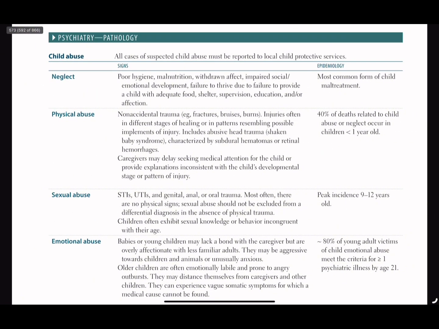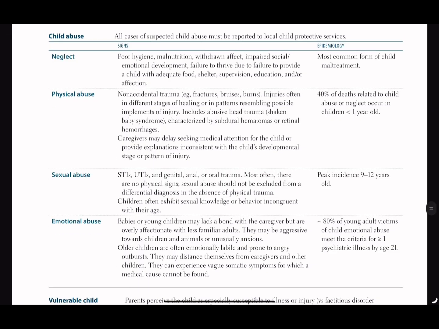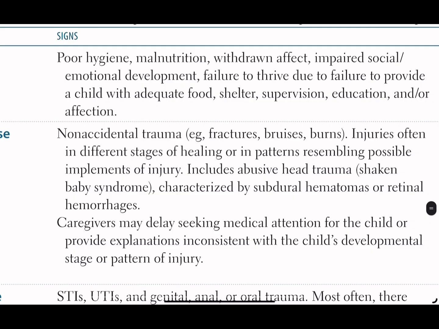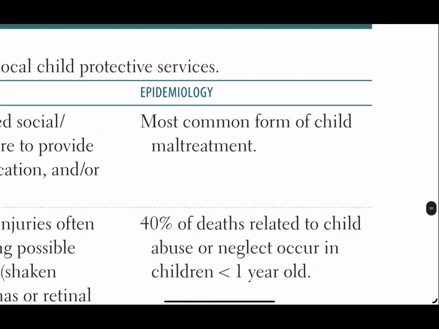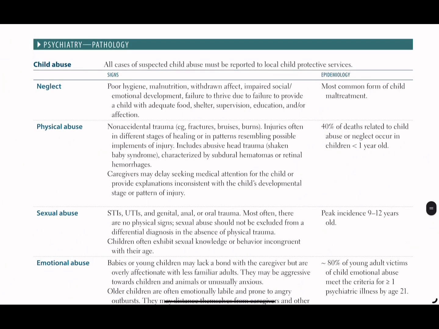Child abuse. All cases of suspected child abuse must be reported to local child protective services. Neglect. This is the first way or method of child abuse. The signs of this abuse are that the child has poor hygiene, malnutrition, withdrawn affect, impaired social emotional development, failure to thrive due to failure to provide a child with adequate food, shelter, supervision, education, or affection. Epidemiology: the most common form of child maltreatment is neglect.